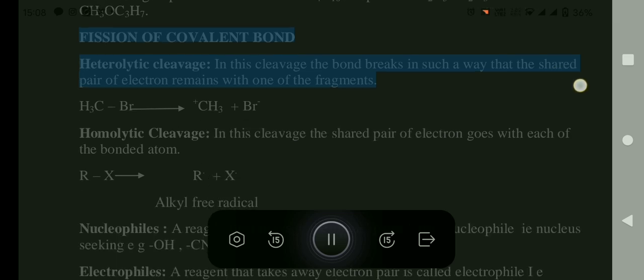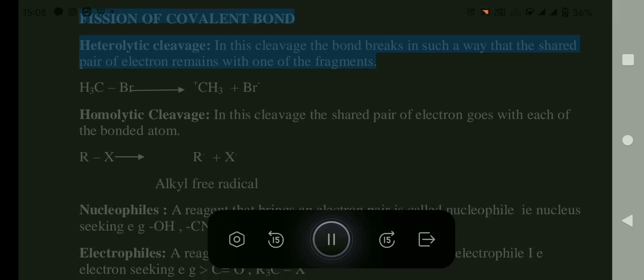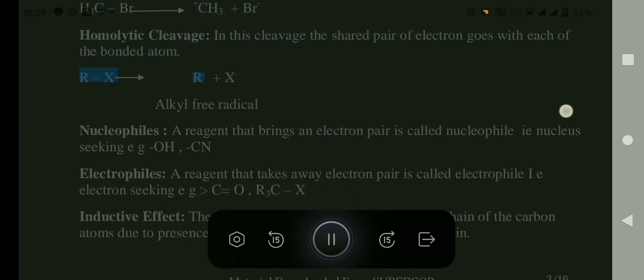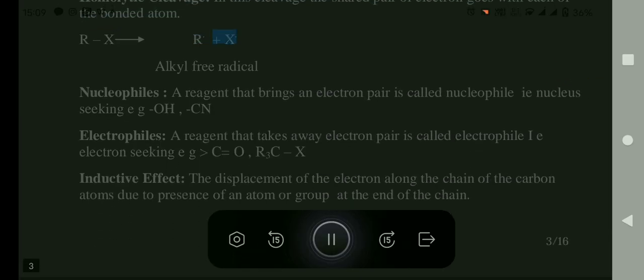Fission of covalent bond. Heterolytic cleavage. In this cleavage, the bond breaks in such a way that the shared pair of electrons remains with one of the fragments. H3C–Br gives CH3+ and Br−. Homolytic cleavage. In this cleavage, the shared pair of electrons goes with each of the bonded atoms. R–X gives R• and X•.